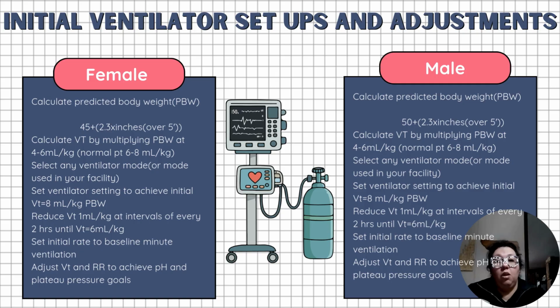Set initial rate to baseline minute ventilation, and then adjust your tidal volume and respiratory rate to achieve your pH and plateau pressure goals. It's just lower tidal volumes for ARDS patients would help them oxygenate better and prevent any more damage to their lungs.